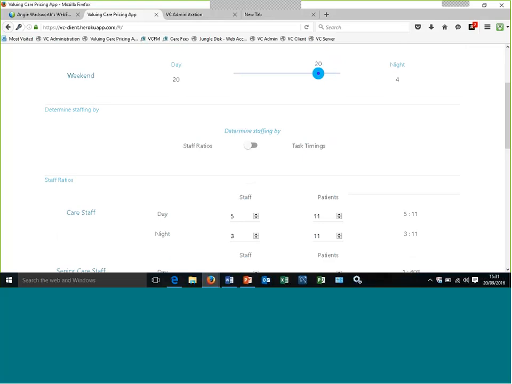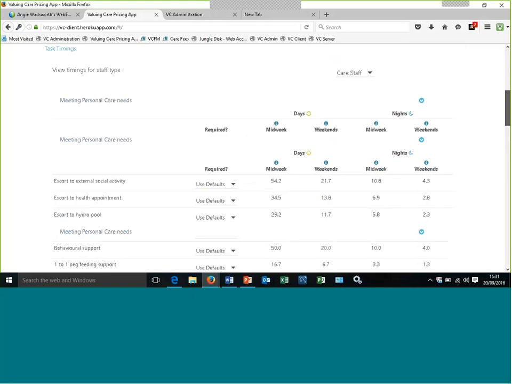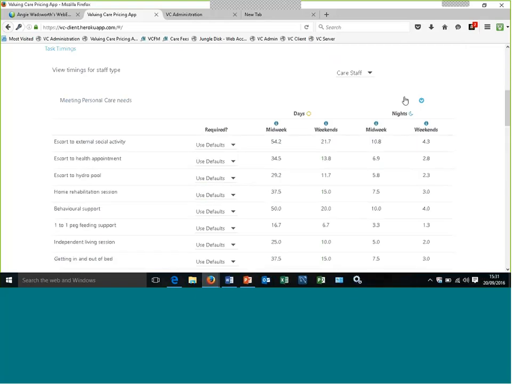Now, I can also say to the system that I want to base the service on the ratio of staff to patients in the shared care. Or I can actually say what I know Sandy needs from the shared care staff that are on duty in the establishment. And the system has in the background, as part of the service levels, what you would expect a person to receive as part of a shared care package.